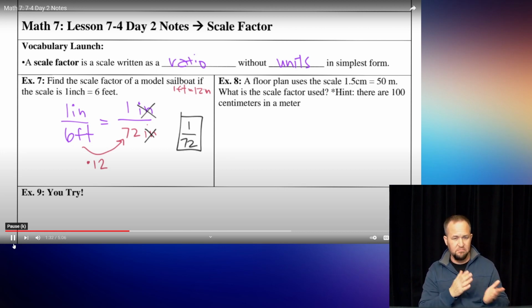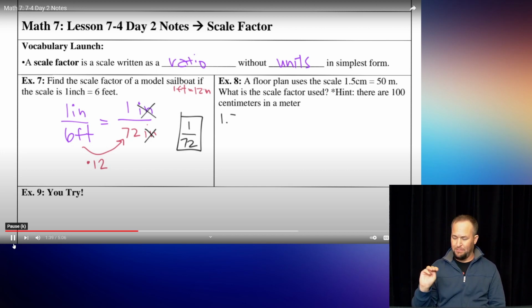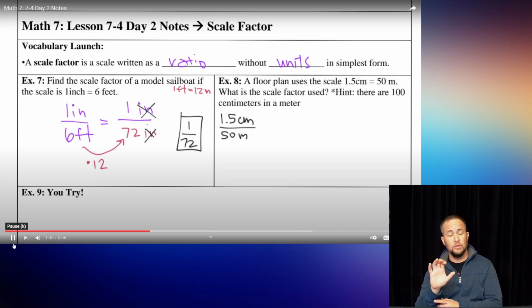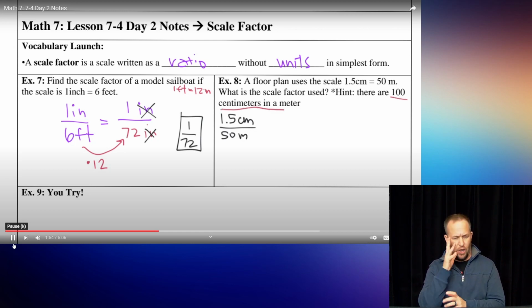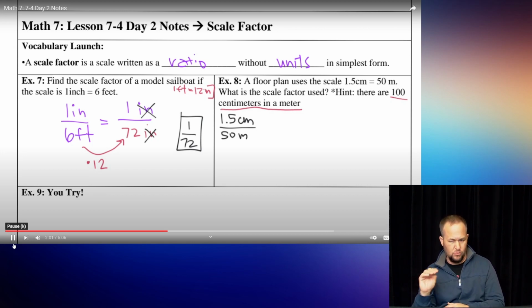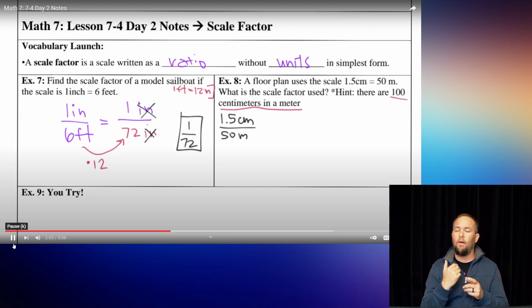Moving right along to example 8, a floor plan uses 1.5 centimeters to 50 meters. So go ahead and start with what we know. The model is 1.5 centimeters, and then our denominator is 50 meters. And the metric system is a little bit more challenging, so whenever you are asked to convert anything metric related, I'm always going to give you that information. So 1 meter is 100 centimeters. So very similar to what I did right here. I've already given that to you.